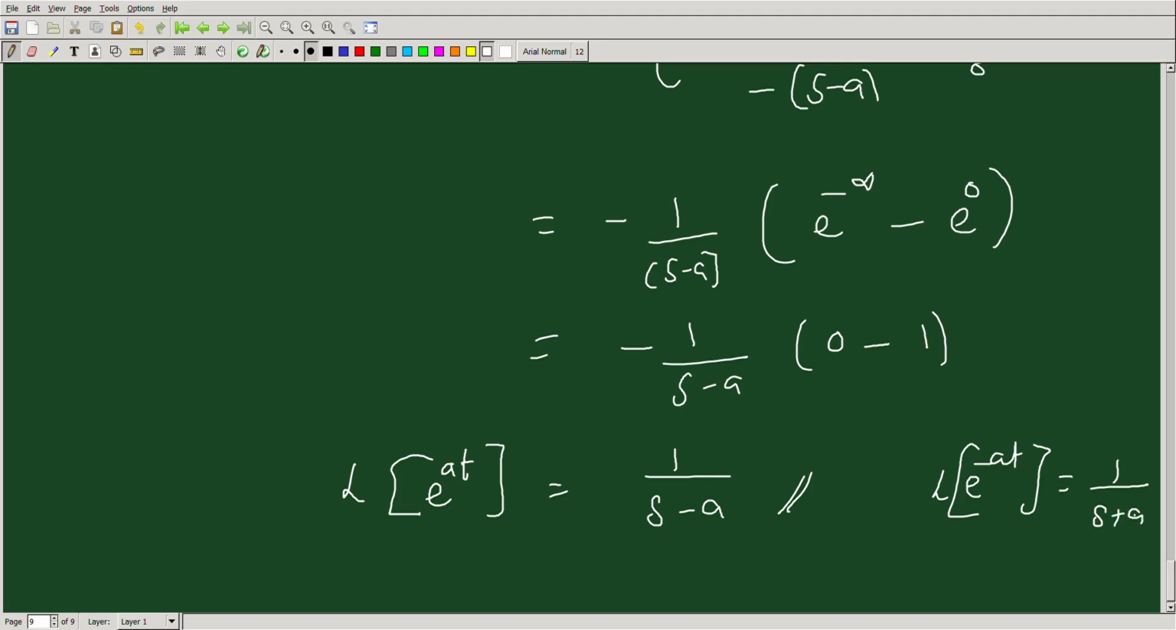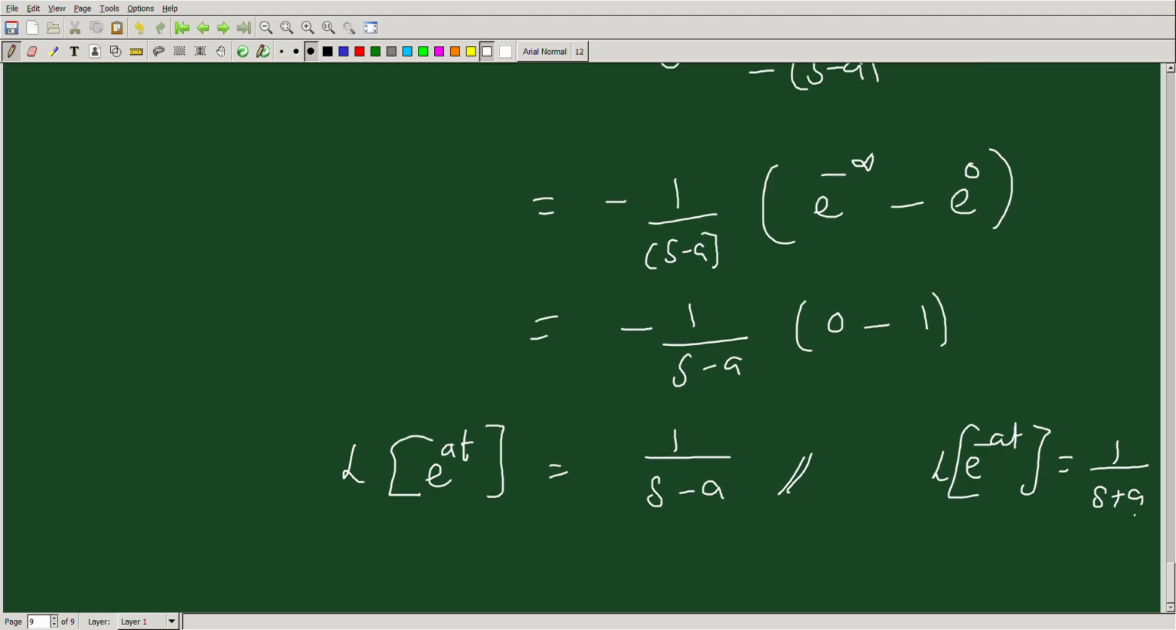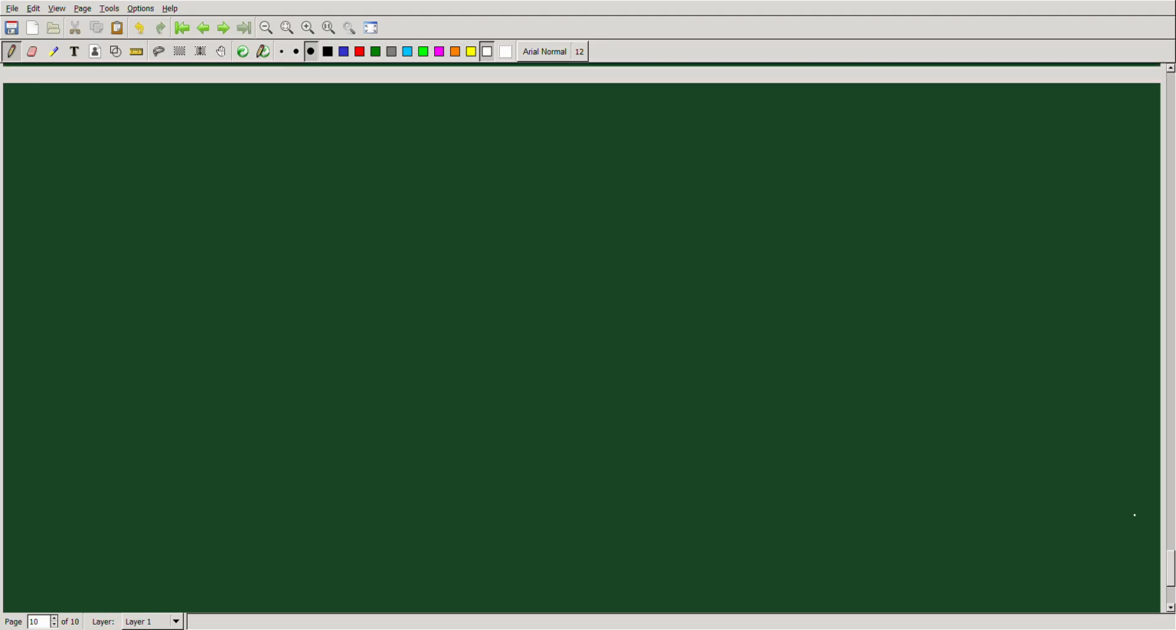So recall both formulas. First we did the Laplace transform of 1, which is 1 by s. The Laplace transform of e power at and e power minus at we have completed. Next, we are going to learn the Laplace transform of sin at and cos at.